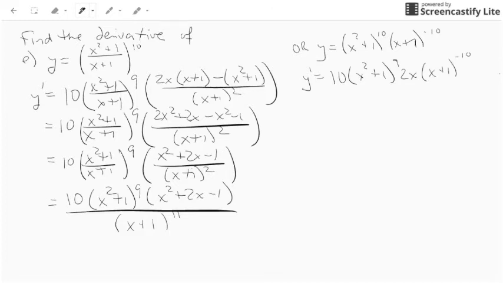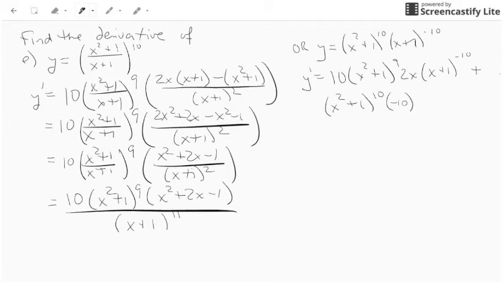Now I'm going to add to that, because this is how the product rule works. I'm going to add to that the first term, multiplied by the derivative of the second term. Now, again, I look at my second term and I get x plus 1 to the negative 10. That's going to require the chain rule to take the derivative of it.